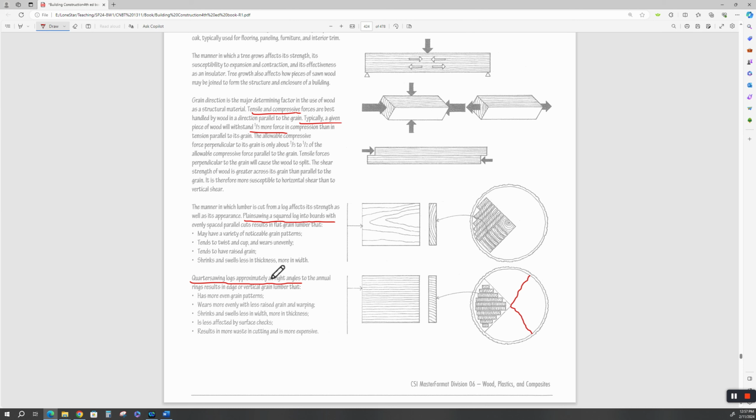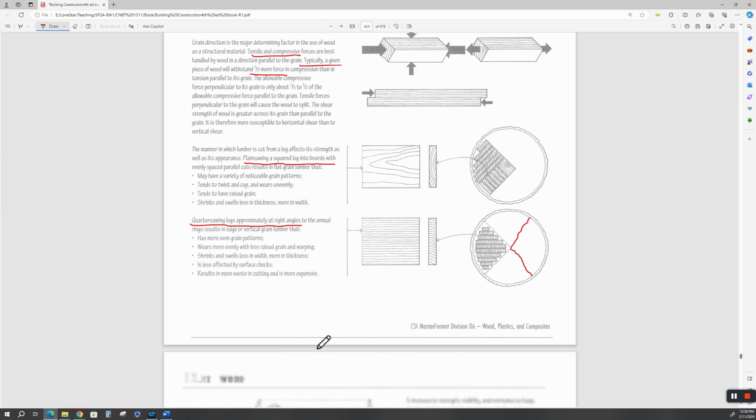Plain sawing is just the opposite. It does more in width and less in thickness, right? Okay. Quarter sawing is less affected by surface checks, but this results in more waste in cutting and is more expensive. That's why quarter sawed lumber is more expensive when you buy it.